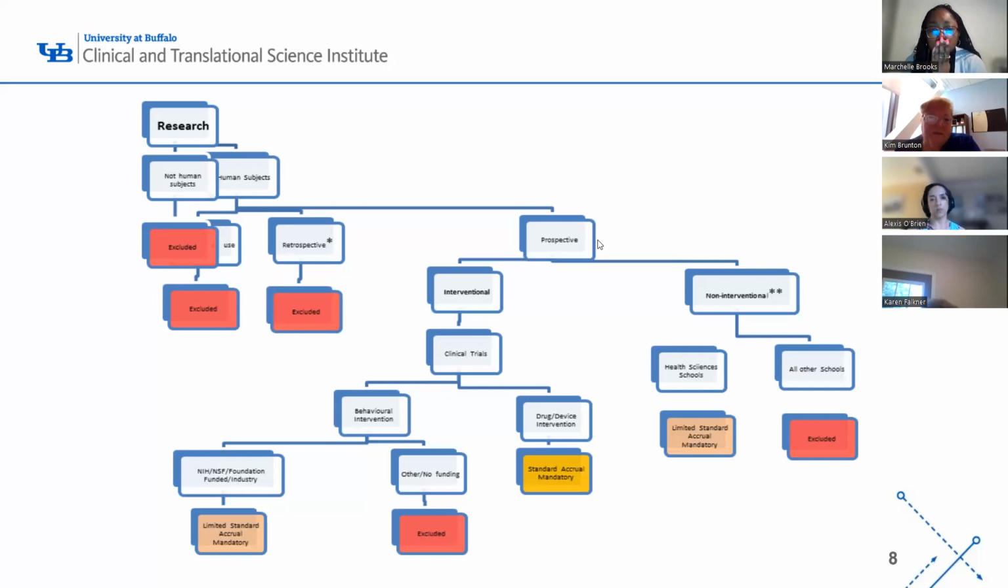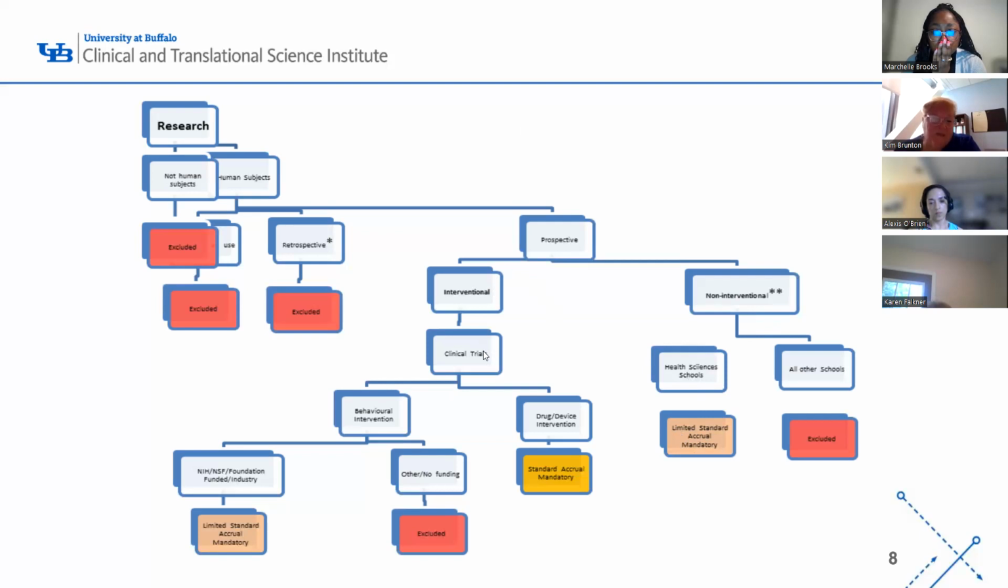When you get into the prospective studies, you look at your interventional versus non-interventional. All of the health sciences schools are mandated to go in if it's into the system. If it is non-interventional, it's summary accrual, standard summary accrual that would be required.